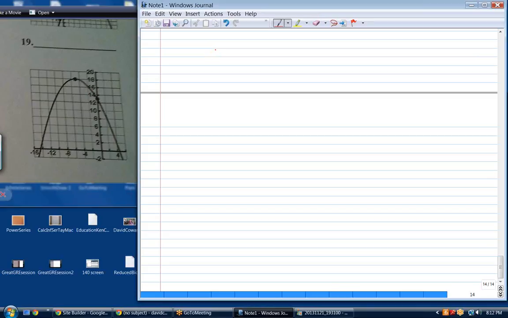So how about 19? Again, we see only 2 points. So vertex form. So it's got to be vertex form. So what is it? Y equals a times (x minus -5), so (x plus 5) squared plus 18. And the point looks like (-5, 18).